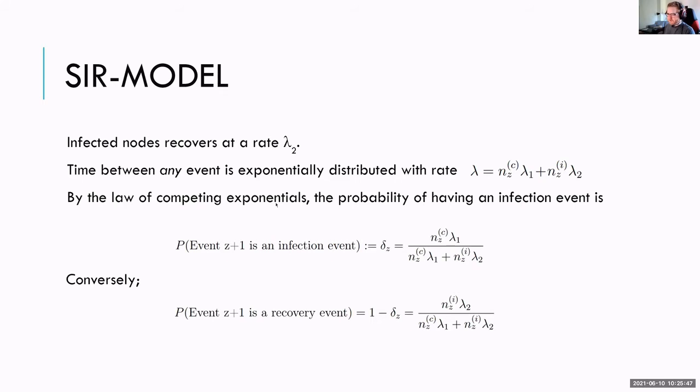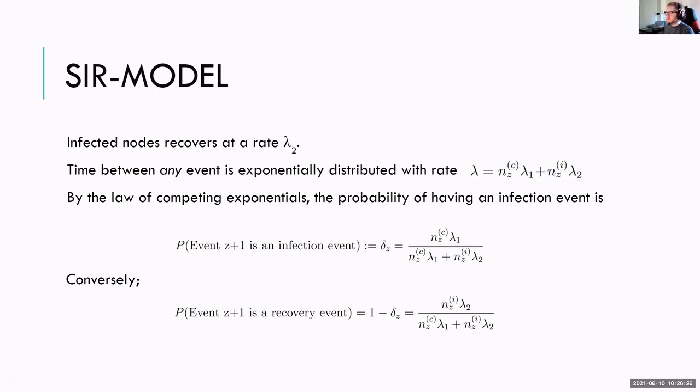And so by the law of competing exponentials, we can calculate the probability of having a certain event. So the probability of having an infection event is just the number of connections times lambda 1 divided by this total lambda. And conversely, the probability of having a recovery event is just 1 minus that, and so it's the number of infected nodes times lambda 2 divided by the entire lambda.